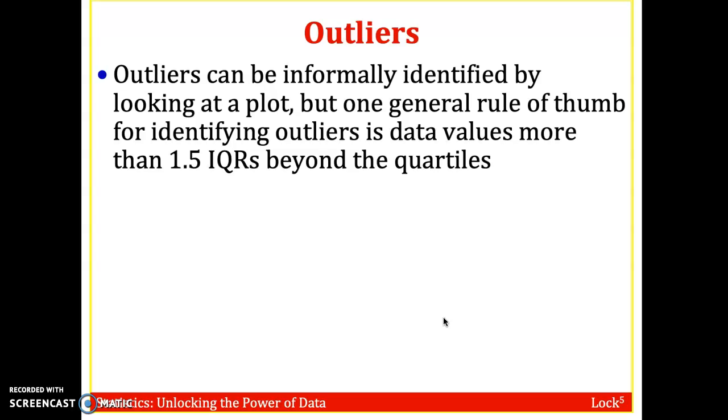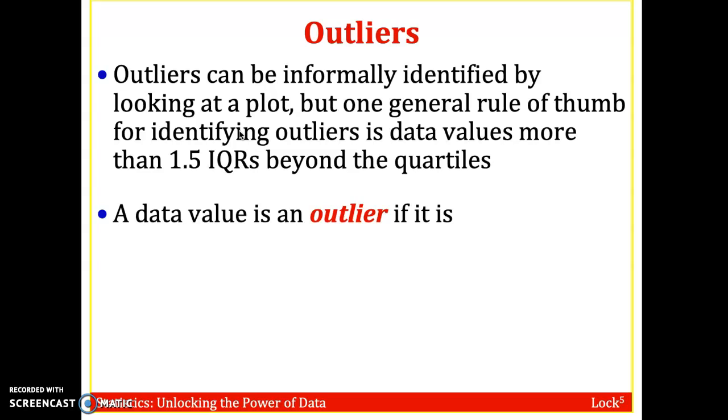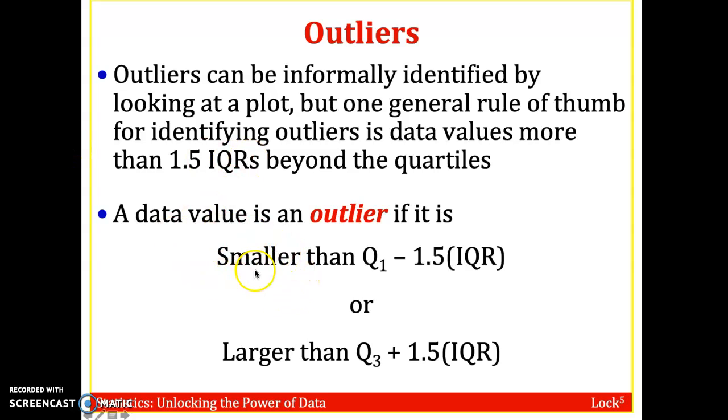Outliers can informally be identified by looking at a plot, but one general rule of thumb for identifying outliers is data values more than 1.5 IQRs, interquartile ranges, above or below the quartiles. So I'm going to throw some formulas on here to get outlier cutoffs. I do want to let you know that there is more than one outlier cutoff. I've taught out of stats books that use standard deviation as one way to look at outlier cutoffs. I'm going to stick with our book's approach, which is a fairly standard way a lot of statisticians and researchers use: any number that's smaller than Q1 minus 1.5 IQRs, or any value that's larger than Q3 plus 1.5 times the IQR.